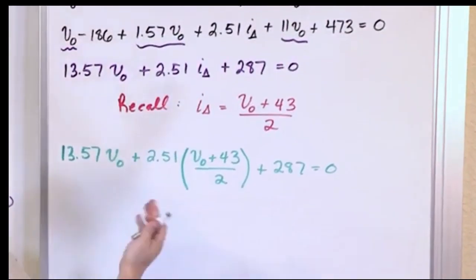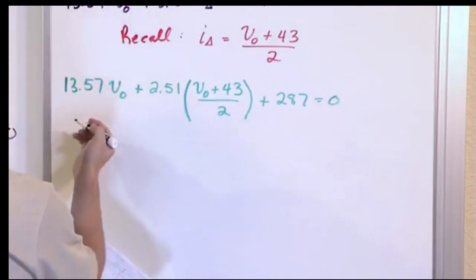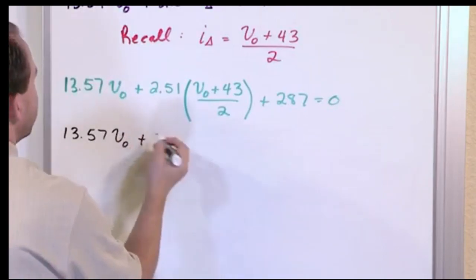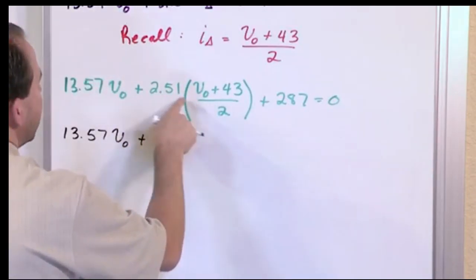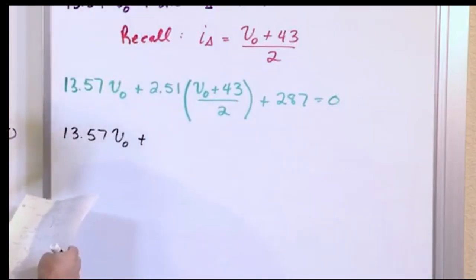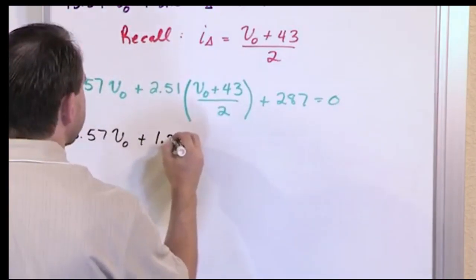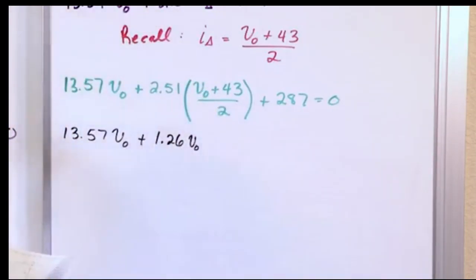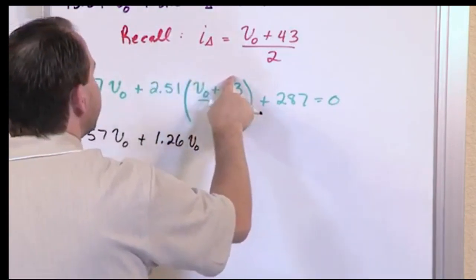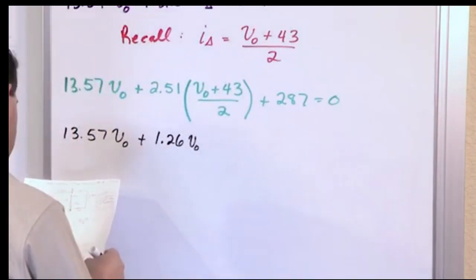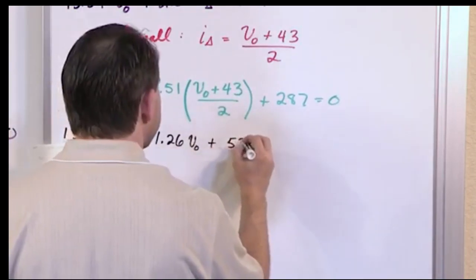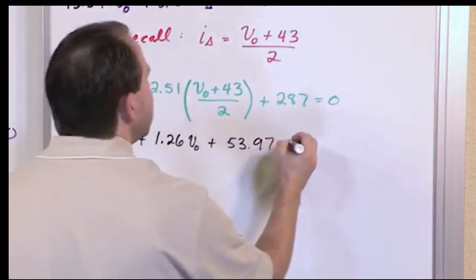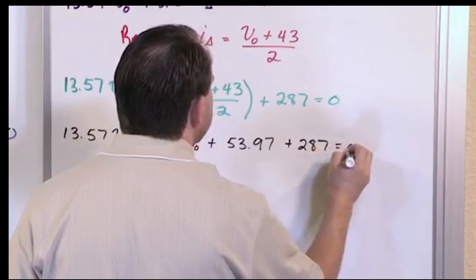Okay, so we're basically to the end game now because we just need to solve for V naught, and that's what we're trying to find anyway. So we'll have 13.57 V naught plus, here we have 2.51 divided by 2 for the first term, and when you get that, you'll get 1.26 V naught. Basically, we multiply this into V naught, and then we divide by 2, and we get that. For the next term, we need to multiply into 43 and then also divide by 2. When we do that, we'll get 53.97. Multiply in, divide by 2, 53.97. Then we have plus 287 is equal to 0.